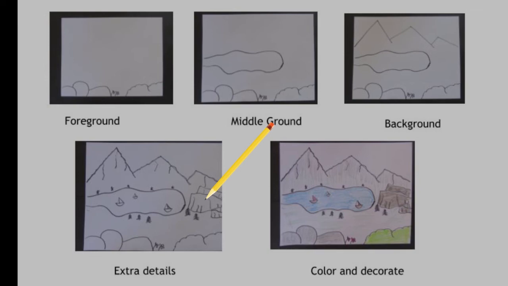Now, add any extra details you want. We added boats on the lake, made the hills more jagged looking, added some big rocks to the side of the lake, and a few pine trees here and there. Color and decorate as you wish.